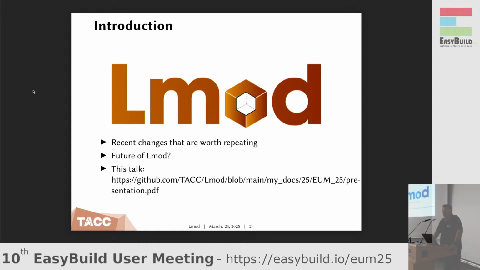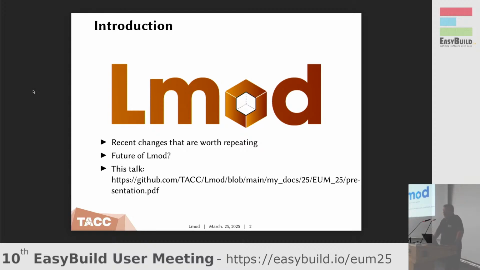I would like to thank one of my colleagues at TACC for coming up with the Lmod logo. I stole some of the ideas from Kenneth's first version of EasyBuild. The block over there is supposed to remind you that things come in and out easily with Lmod.